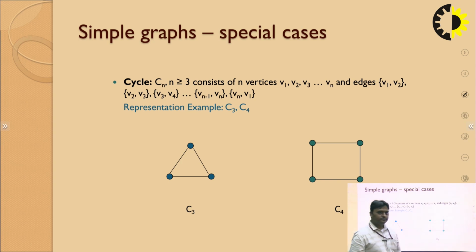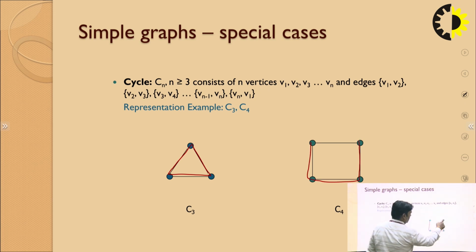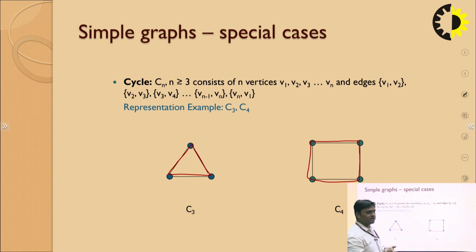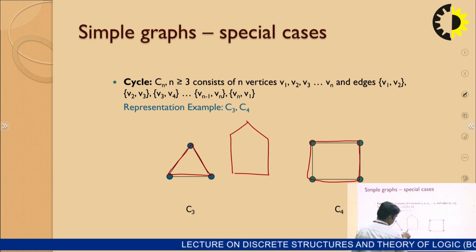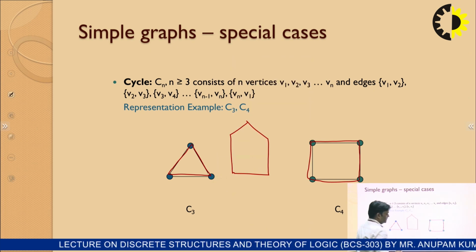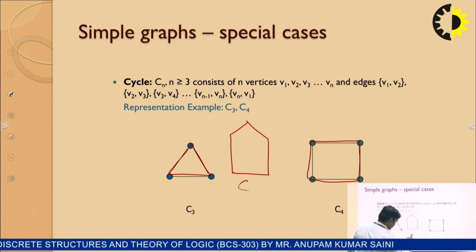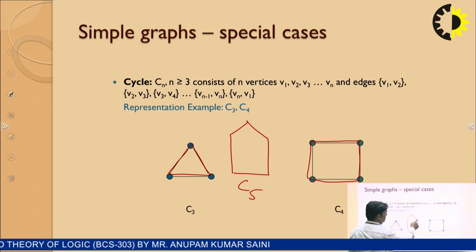Next, cycle. We represent a cycle with symbol C. If there are 3 vertices, then this performs a cycle with 3 edges. If 4 vertices, then there are 4 edges between them. Then number of edges and number of vertices in a cycle are equal. Then this is known as cycle, consisting of vertices and edges. If you draw C5, a 5 vertex cycle, then vertices 1, 2, 3, 4, 5 and edges 1, 2, 3, 4, 5 are there.